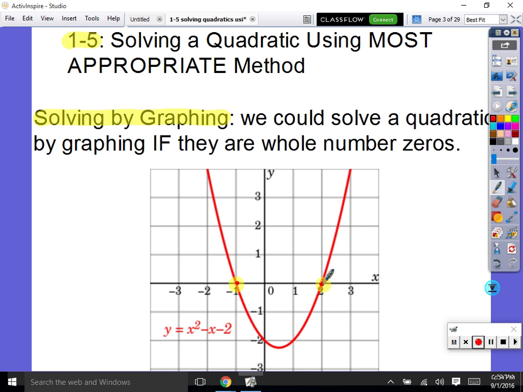If it has whole number zeros, where it crosses is the whole numbers. So everybody, what you would do is type into your calculator x squared minus x minus 2. You'd hit graph. You would look, is it crossing at, this is the graph. I graphed it for you. Do you see how it's crossing at -1 and 2? Exactly. Those are our solutions. x is equal to -1 and x is equal to 2. So solving by graphing is the easiest. We just can't always use it. Does that make sense, everybody?